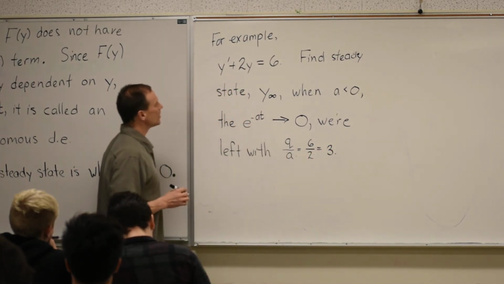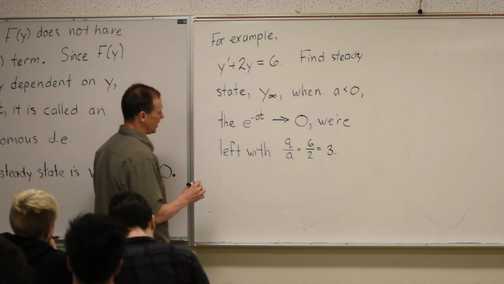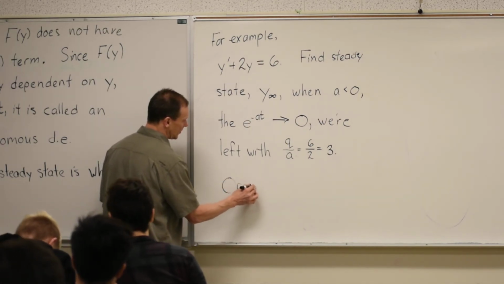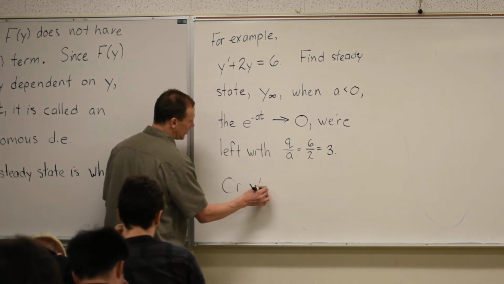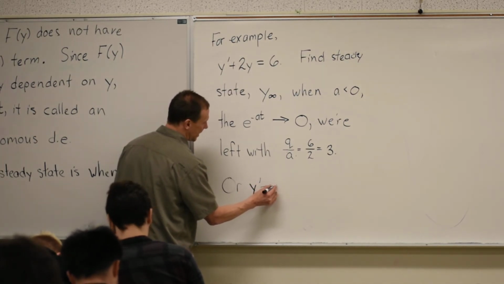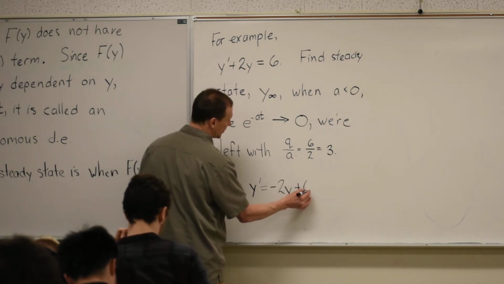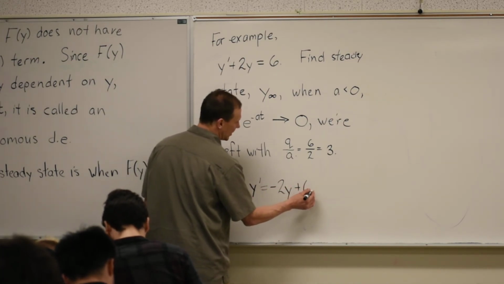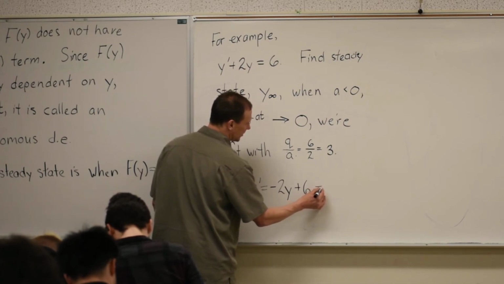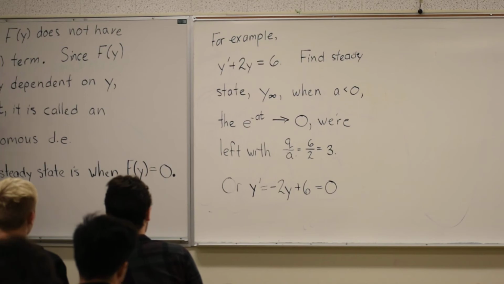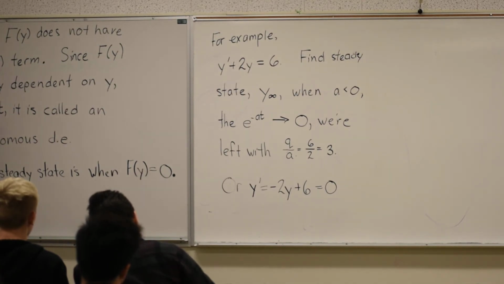But there's another way to do that. You could have said that y prime is equal to minus 2y plus 6, and the steady state is when this equals 0. If you solve that, what is the steady state? 3. Yeah, that's it.